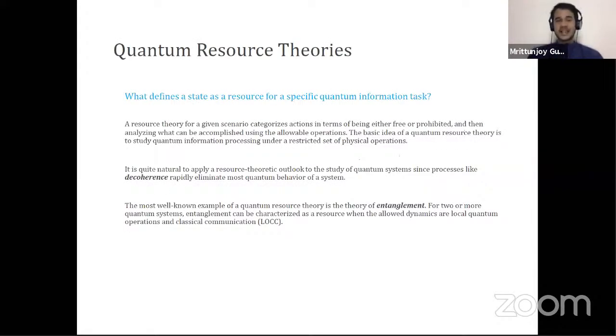Right. So what defines a resource? What is a resource? A resource theory, for a given setting, is basically the categorization and characterization of actions as being either free or prohibited. And the idea here, if we go back to the early 20th century, is a brief historical tidbit. In 1894, Michelson, the famous Michelson-Morley experiment pioneer, said, in a longer quote, that physics has been determined up to only the fixing of certain decimal points. And most of it is generally known, right?